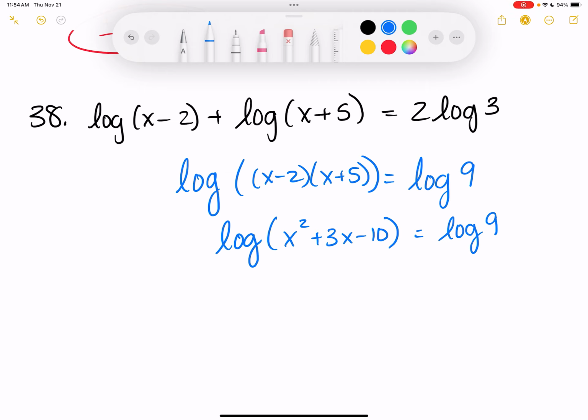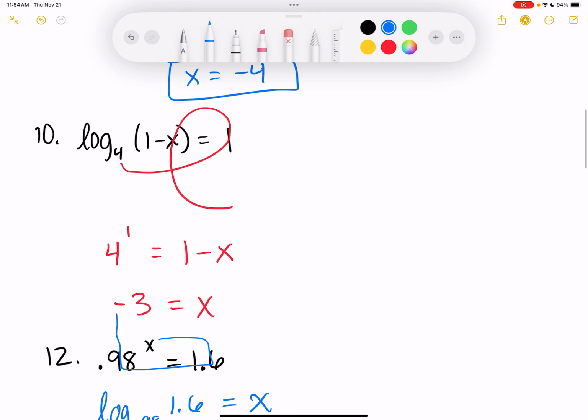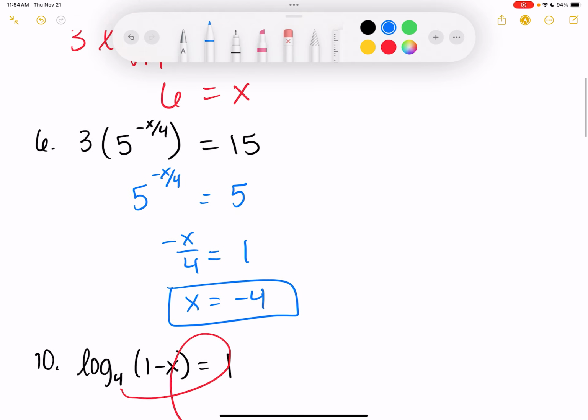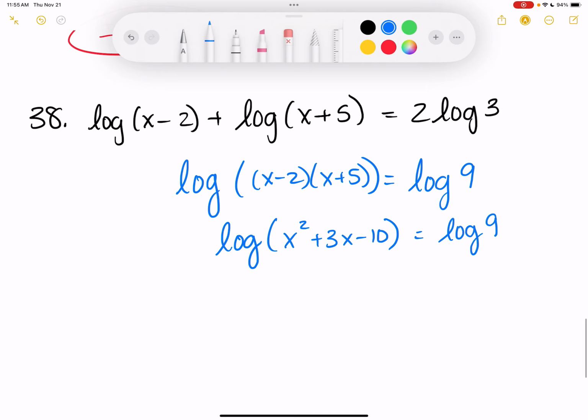So let me go back. When we had this problem, these had the same base, so what did we say about their exponents? They had to be equal. So go down here. These logs have the same base, so what must be true? X squared plus 3x minus 10 equals 9. Yep. So I can just get rid of the logs because they have the same base. If they were different, I wouldn't be able to do it this way. But they're not going to give you a problem like that.